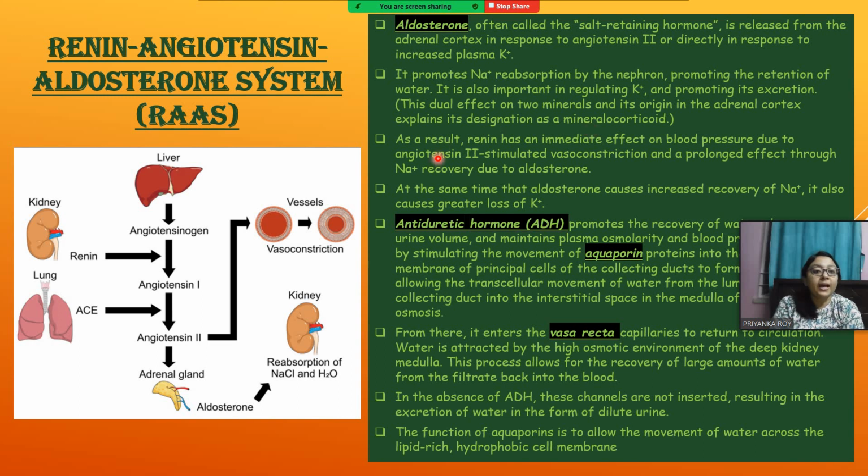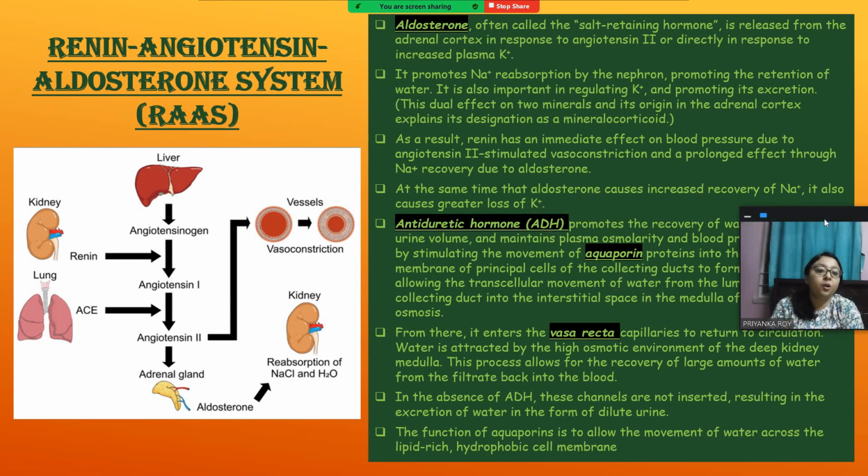Now this renin has an immediate effect on blood pressure, due to angiotensin II stimulated vasoconstriction, and a prolonged effect through sodium recovery due to aldosterone. At the same time that aldosterone causes increased recovery of sodium, it also causes greater loss of potassium. So obviously, in one way sodium will go inside and potassium will go outside.